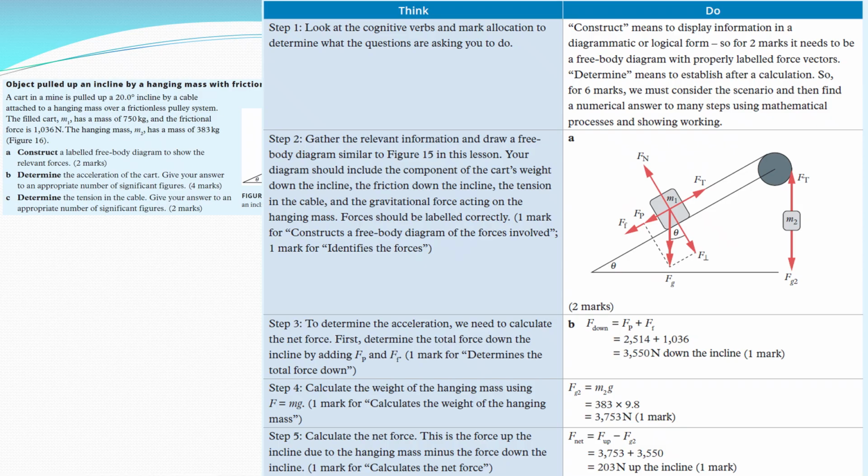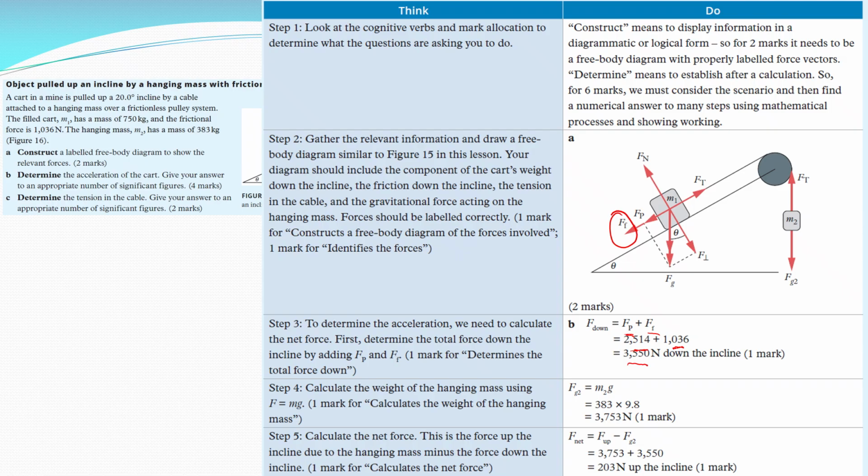And I'm glad you totally ignored me. Here's our free body diagram, and that's the only change in there, that guy there. So what we need to do is determine the acceleration of what's going on here, and we're using some of the numbers that we've already calculated before. We're saying that the parallel force was the 2514. The force of friction was given in the question. So down the slope is 3550 newtons down the incline.